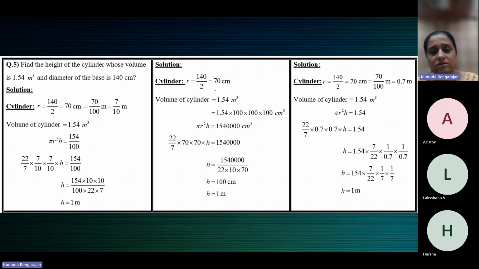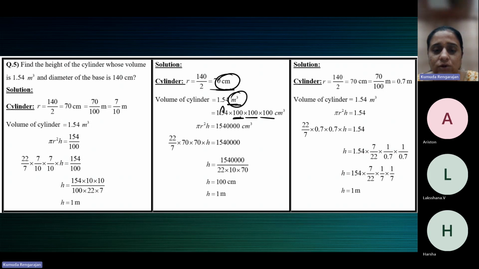In the second solution, radius is in centimeter, 70 centimeters, because diameter is 140. Volume is in meter cube. So we are taking radius in centimeters, and we have to convert meter cube to centimeter cube. Meter to centimeter is into 100, so meter cube to centimeter cube will be into 100 three times.